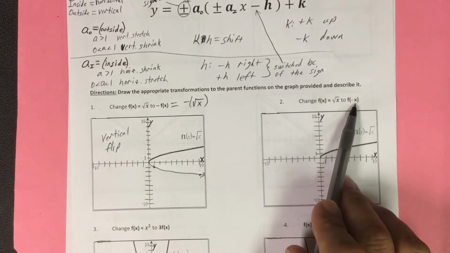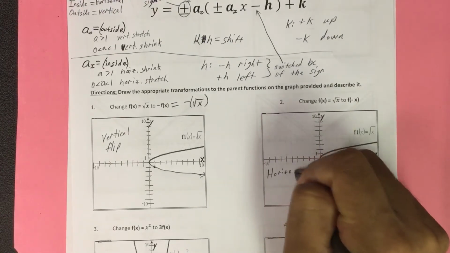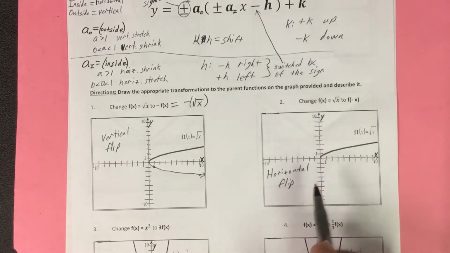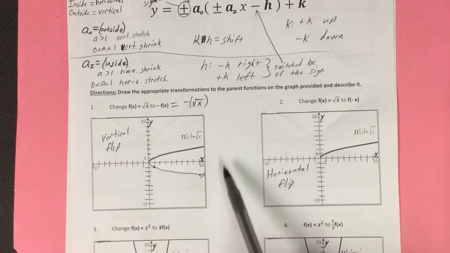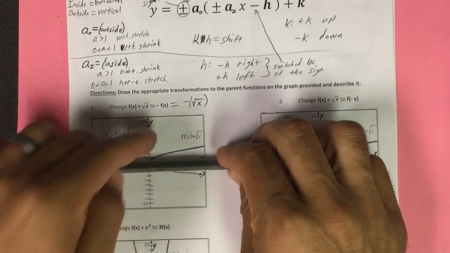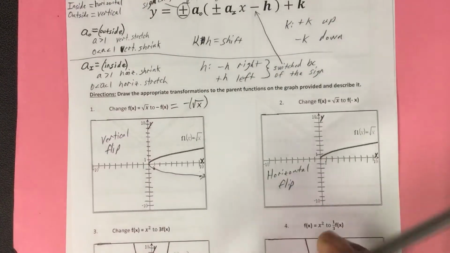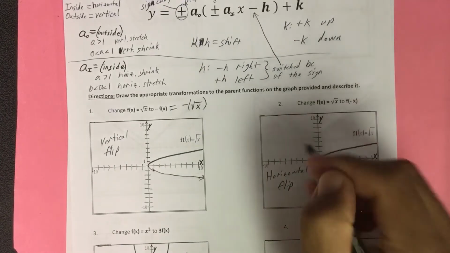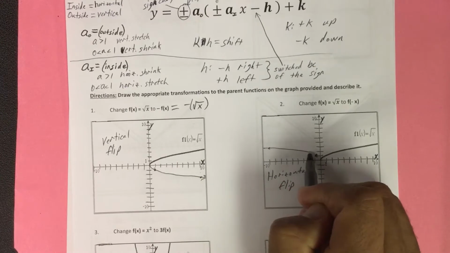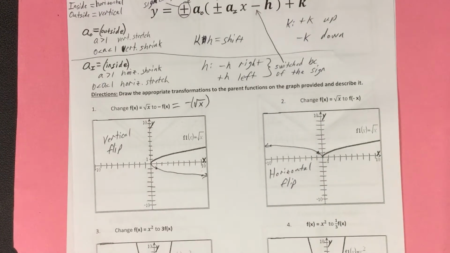If I put the negative on the inside, that one is a horizontal flip, right? And then they say over the x-axis or over the y-axis, right? If I flip vertically, that's over the x-axis. If I flip horizontally, that's over the y-axis. So again, 1 and 3 there. Okay.